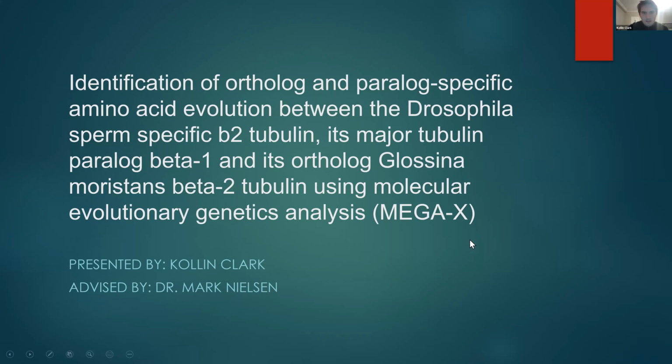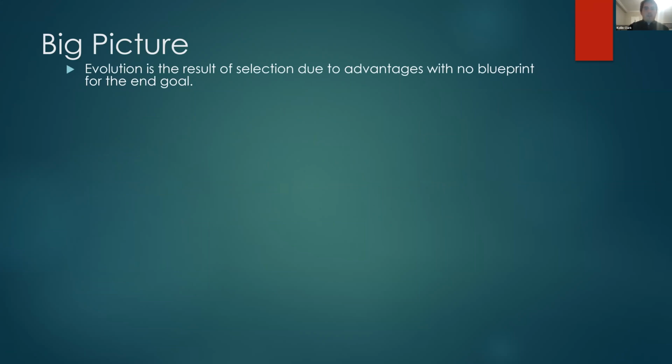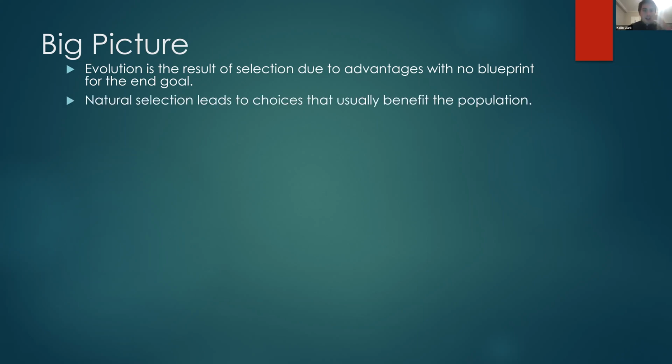So, kind of the big picture and some background with this. One of the big ideas that we have is that evolution is the result of selection due to advantages with no blueprint for the end goal. What I mean by this is that evolution doesn't have an end blueprint for what's going to be good millions of years from now. It's just going off of what has the advantage today. So while evolution usually selects things that are advantageous to a species, it doesn't always, but it usually does.